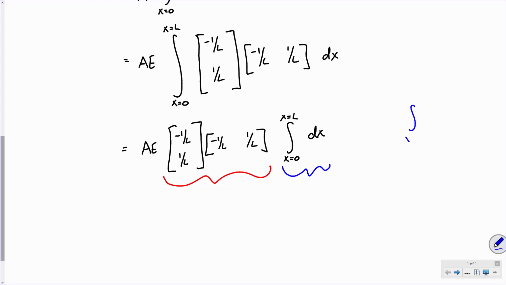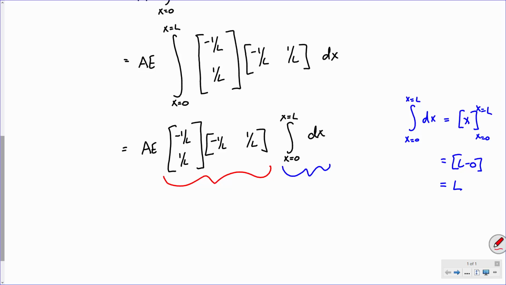We have the integral from x equals 0 to x equals L of dx. What is the integral of dx? X. So this is x evaluated from x equals 0 to x equals L. The fundamental theorem of calculus states I plug in the top number, get a value, plug in the bottom number, subtract it, right? Is that a fair statement? Okay.